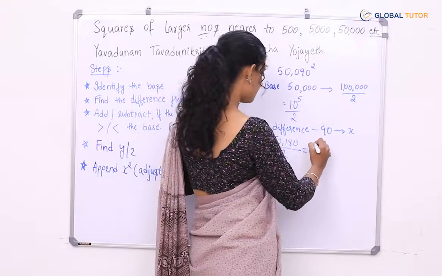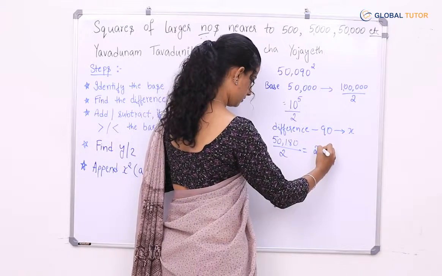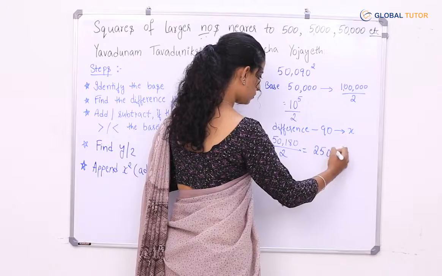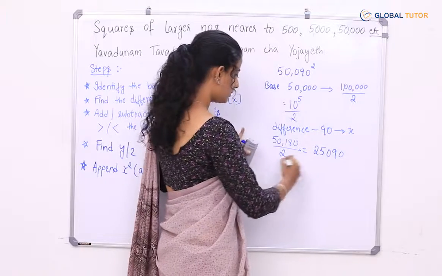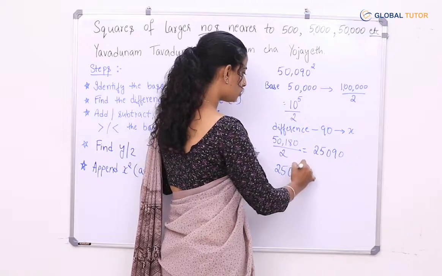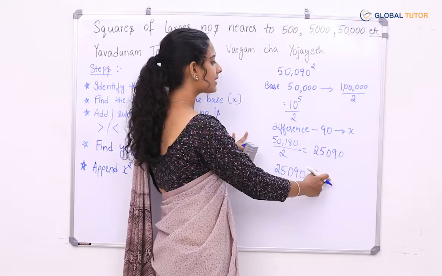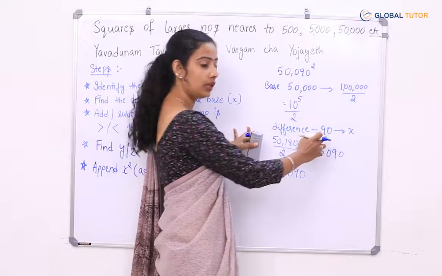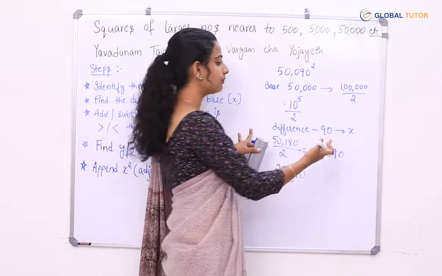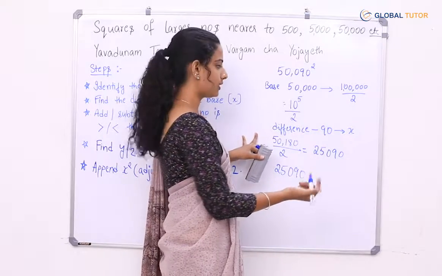So, this will be 25090. So, against y by 2, which is 25090, we have to write x square. Here, what is x? 90. Even though 90 is a bigger number, we will know the square of 90, which is 8100.